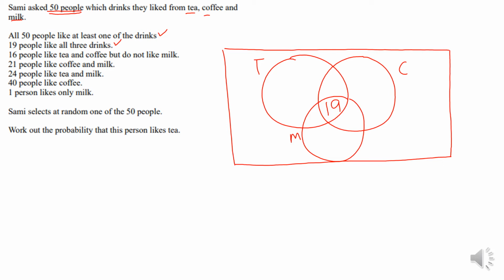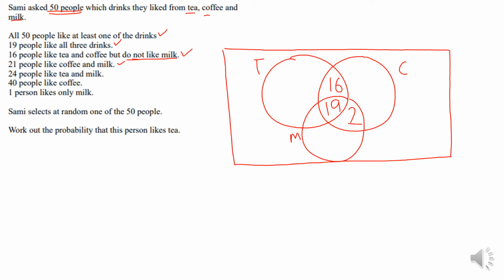It says here 16 people liked tea and coffee but not milk. You must remember it says here they didn't like milk. So where it says tea and coffee, where that joins the intersection for that, you have to put 16 in there because 16 people like tea and coffee but not milk, so we can't add milk onto that. And then it says here 21 people like coffee and milk. So we've got coffee and milk, because we've got 19 already up there, it's going to be 21 take away 19 and then we put 2 up here. So you've got 2 up here.